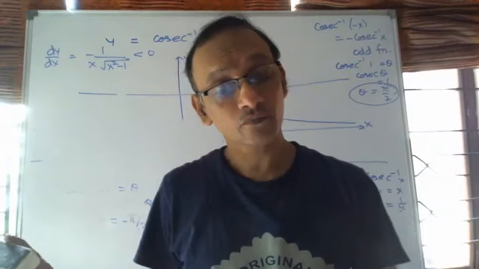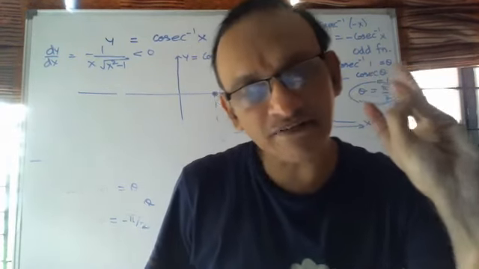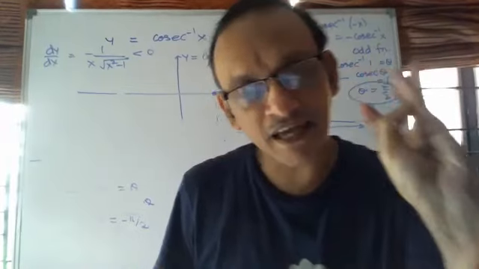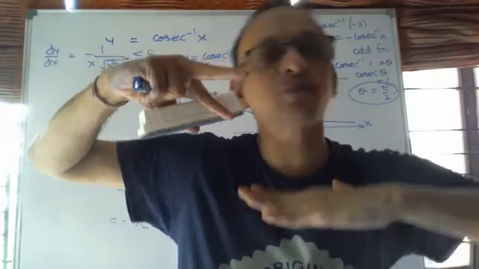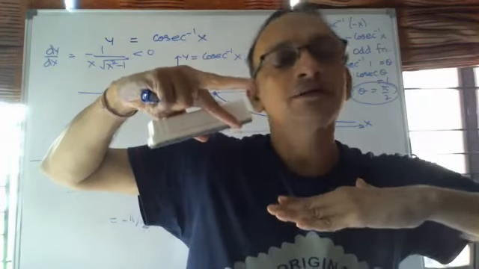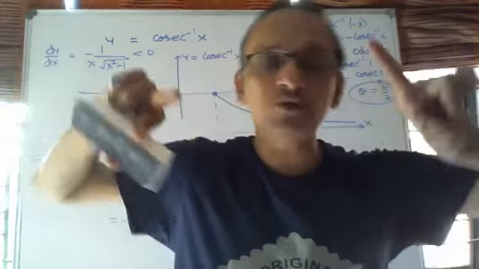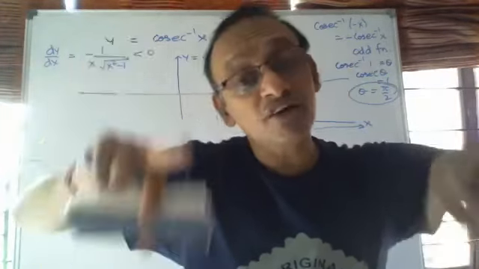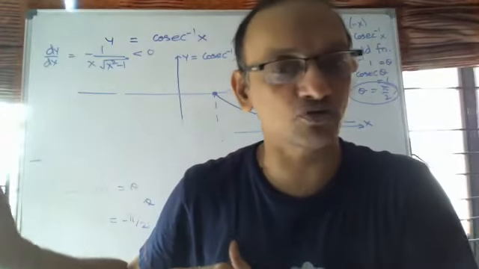The three functions that we have studied so far: sin inverse x, tan inverse x, cosec inverse x. ये सबका रेंज क्या है? माइनस पाई बाई 2 to plus pi by 2. In sin inverse x, minus pi by 2 and plus pi by 2 are included. In tan inverse, those are excluded. In cosec inverse, endpoints are included, but बीच में एक point 0 is excluded.